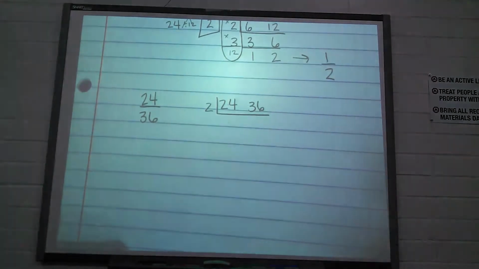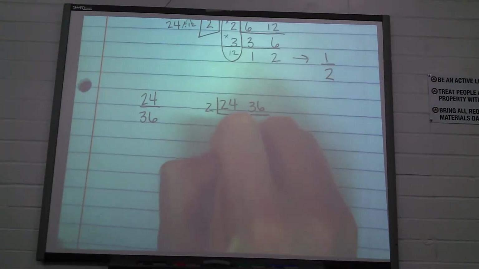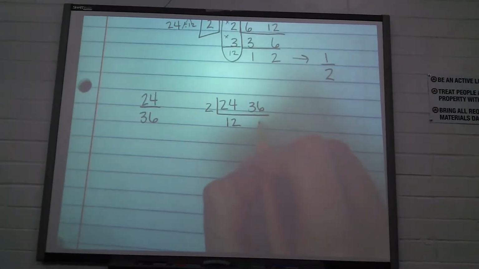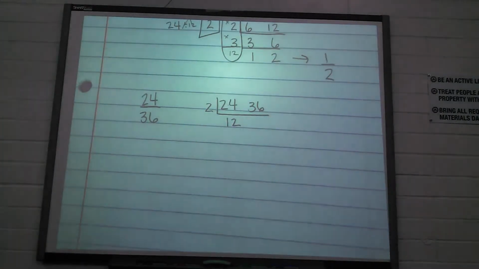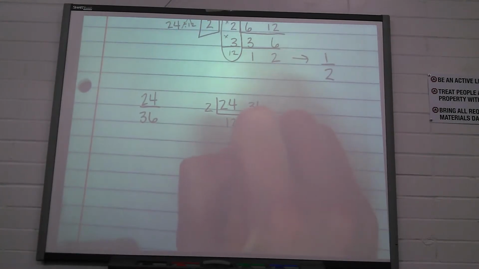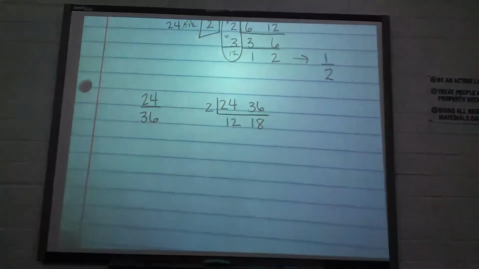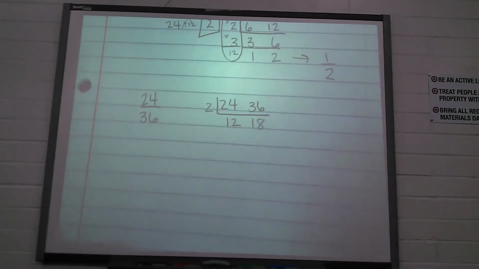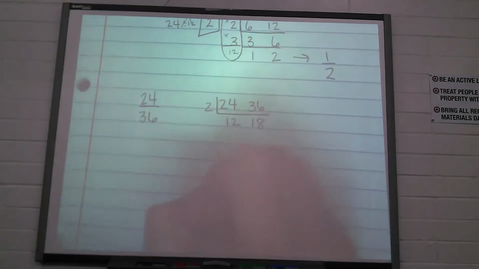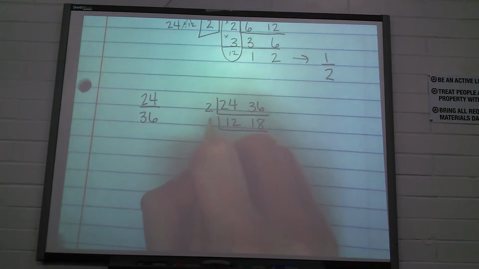What times 2 equals 24? 12. And we had this problem yesterday. What times 2 equals 36? Those of you that remember will know that that is 18. All right, let's keep going. Can 2 go into both of these numbers? Yes, because they are both even.